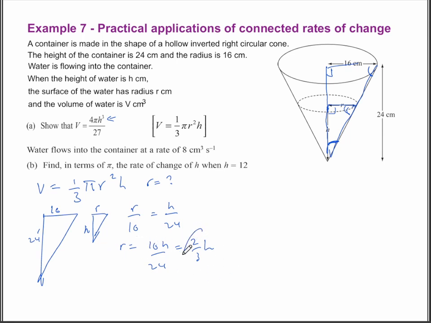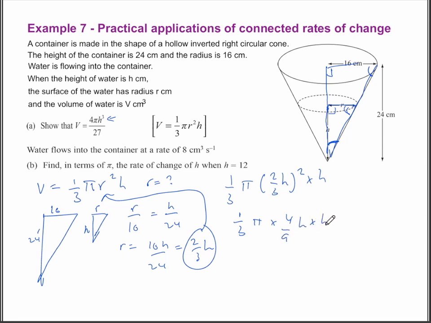What we can do is substitute this back into the volume formula. That gives us 1 over 3 pi times (2 over 3 h) squared times h. This gives us 1 over 3 pi times 4 over 9 h squared times h, which is going to be 4 pi h cubed over 27. That's going to be our volume in terms of height alone.